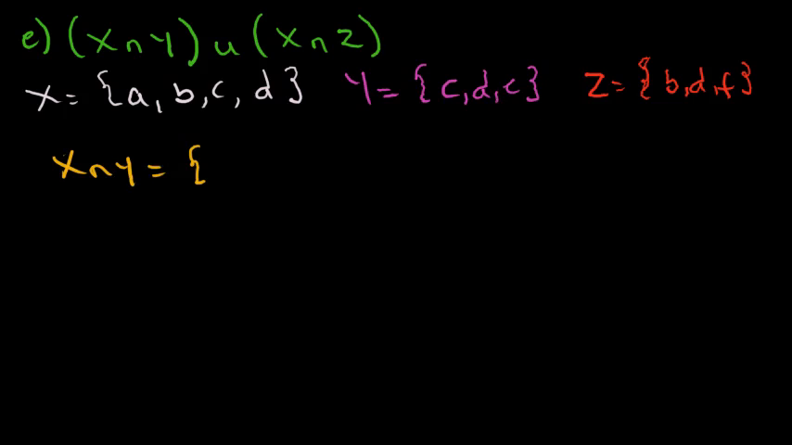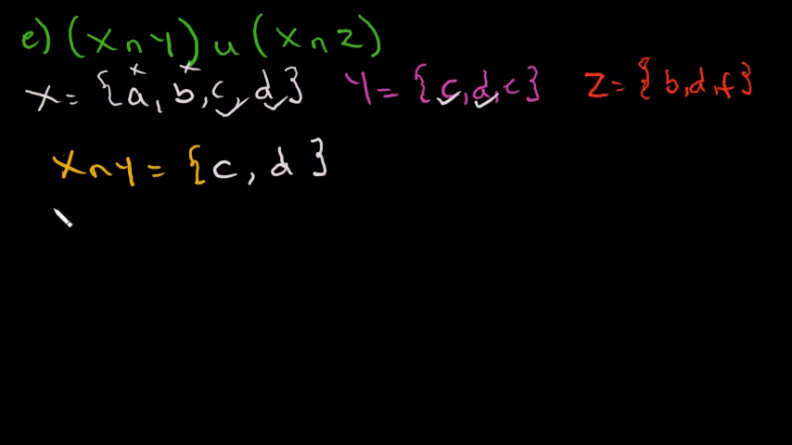So let's mark with my pencil. Is A common? No, not common to the two of them. B common to the two of them? No. C? Yes, C here, C here. So we write that out. Then D common to the two of them? Yes also. So we write that out. So X intersection Y is C and D.